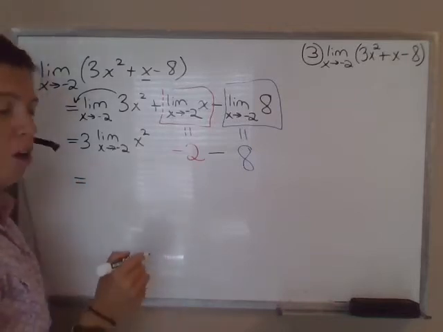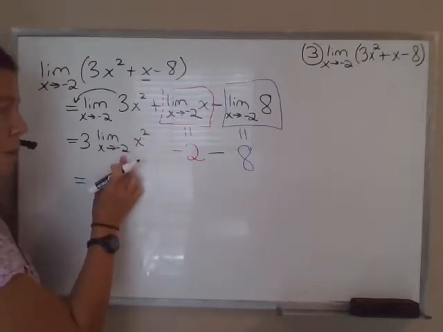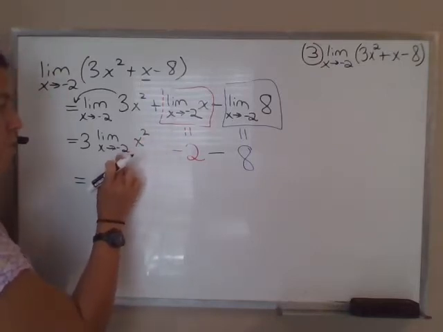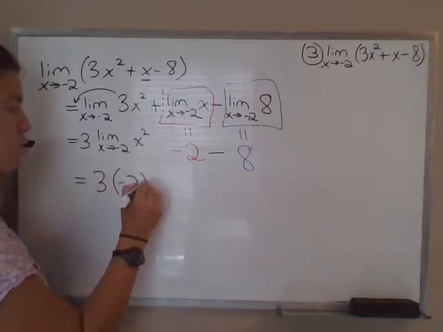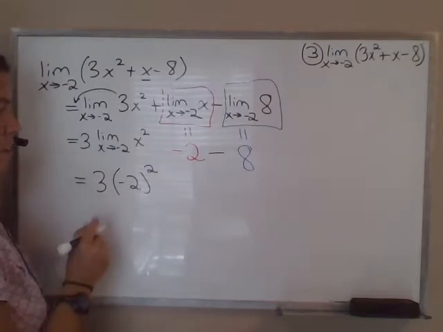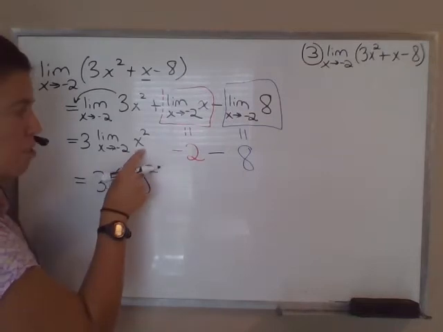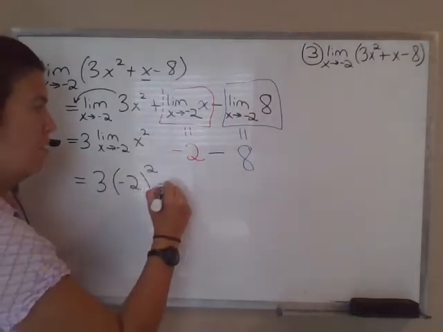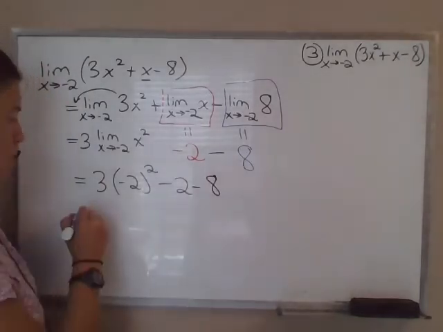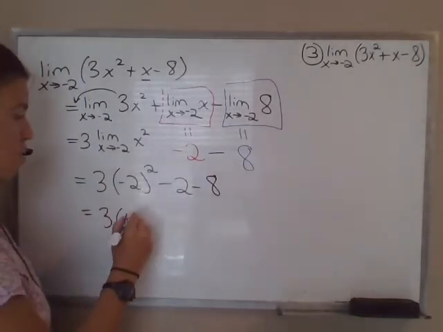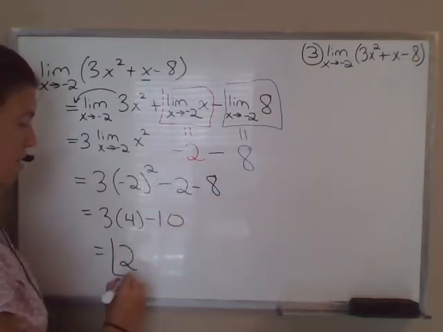There's another property in your list that says when you have x to the n inside your limit, you're allowed to just substitute in the value that x is approaching. So this is equal to 3 times negative 2 squared. When you have a power of x, you can just substitute whatever x is approaching into that expression. And then we've got the rest of this, minus 2 minus 8. Now we can just do the arithmetic. This is 3 times 4 minus 10, so this is 12 minus 10. Our final answer is 2.